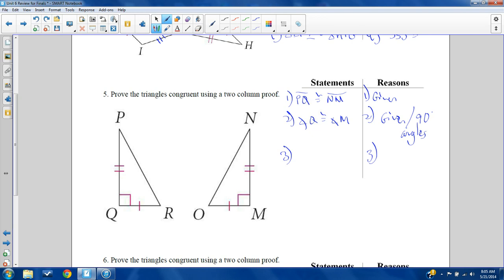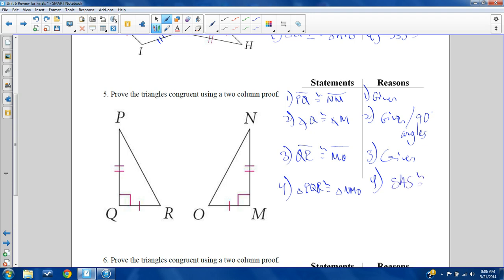Statement 3, QR is congruent to MO. And we have enough information. We can say that triangle, I'll put PQR, is congruent to triangle NMO because of side angle side.